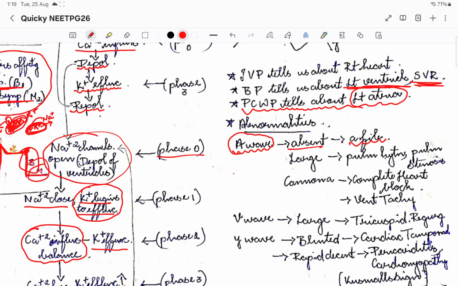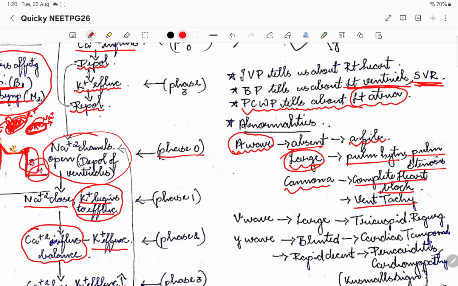Okay, atrial fibrillation. Suppose there is a large A wave, it means that there is pulmonary hypertension or pulmonary stenosis, meaning the heart is not able to push its blood towards the lungs, and there is increased pressure. So that is why the large A wave is there. There is too much pressure in the atrium. Then the cannon A wave is when there is complete heart block.